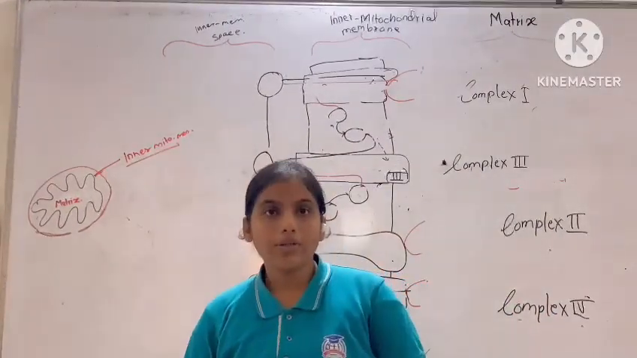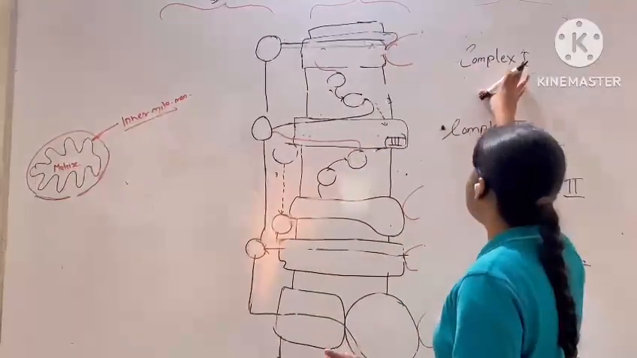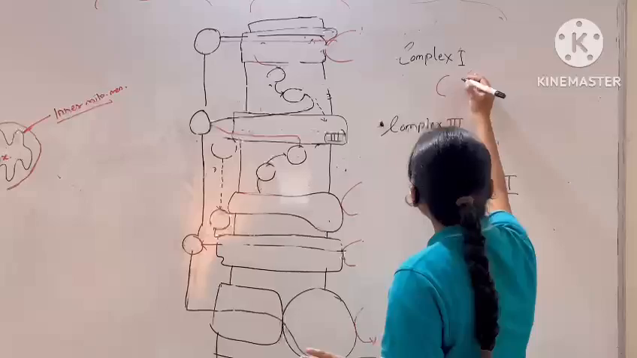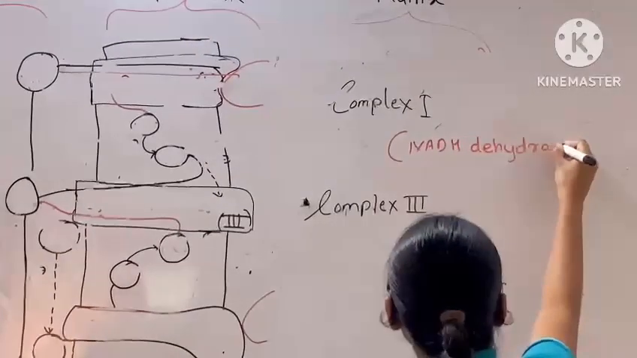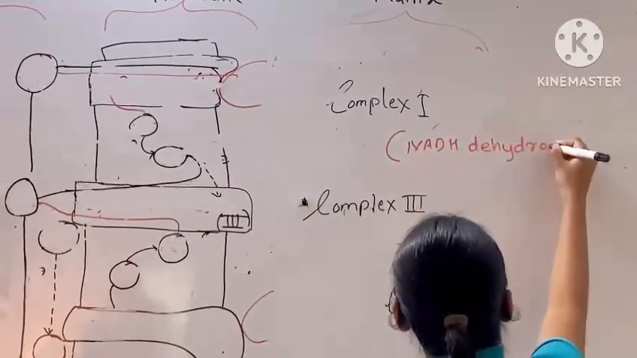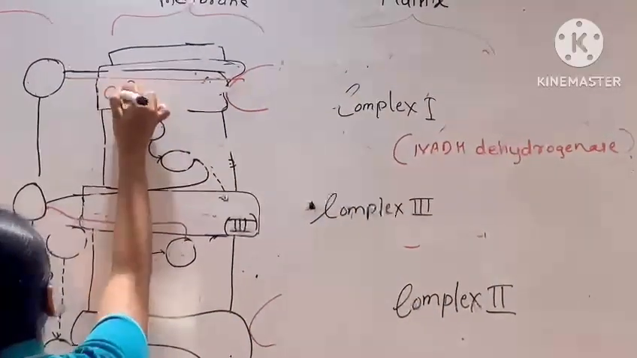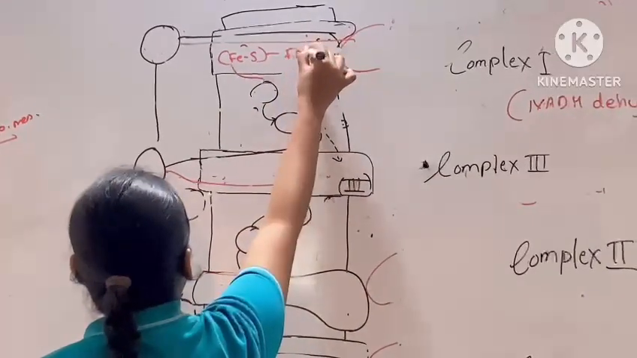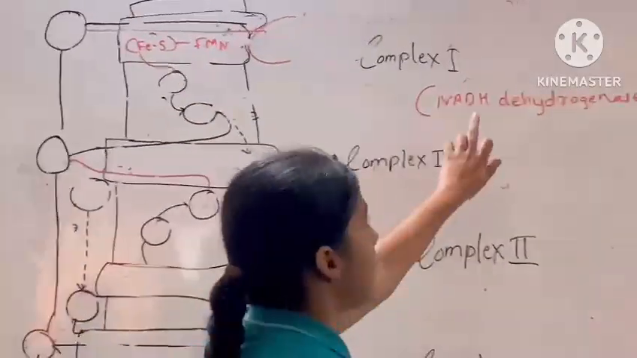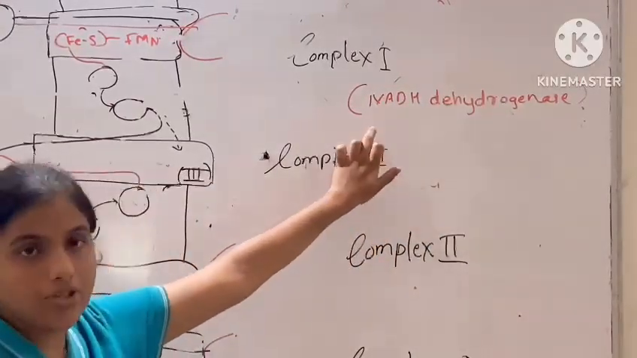After that, we know that there are 5 complexes in ETS. Firstly, complex number 1. It is known as NADH dehydrogenase. There are chemicals like FES and FMN. Now, why NADH dehydrogenase? Because here dehydrogenation of NADH occurs.